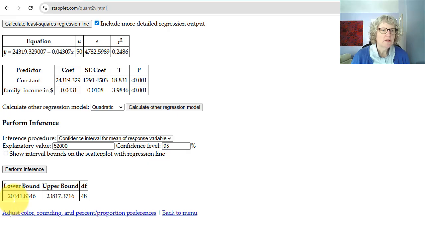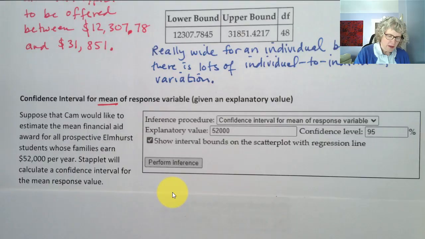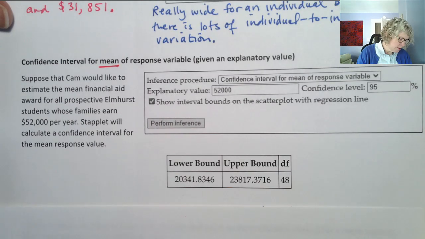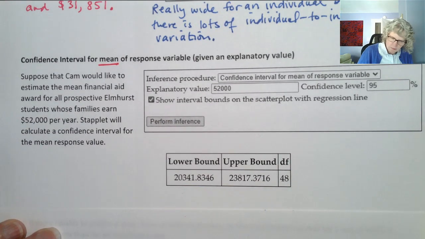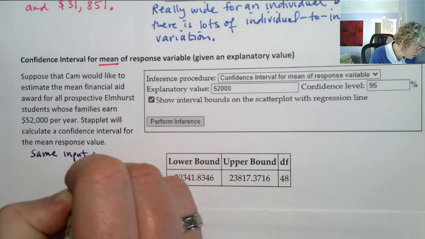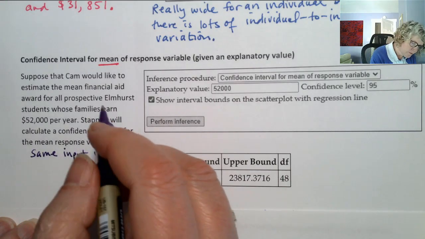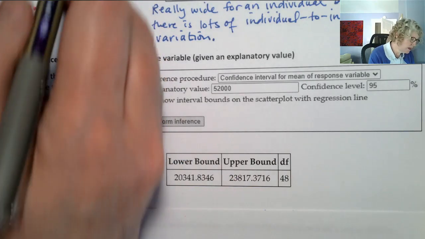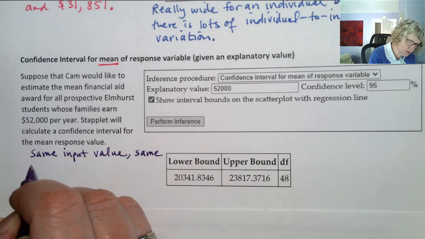So now we're getting 20,341 to 23,817. Okay, notice how that's a lot tighter, and that's because we're estimating an average versus for an individual. So let's write that out. Here's what we got right here. So this is the same value, same input value. And also the same point estimate, right? So we would have the same 22,000 we got by plugging in the x value.